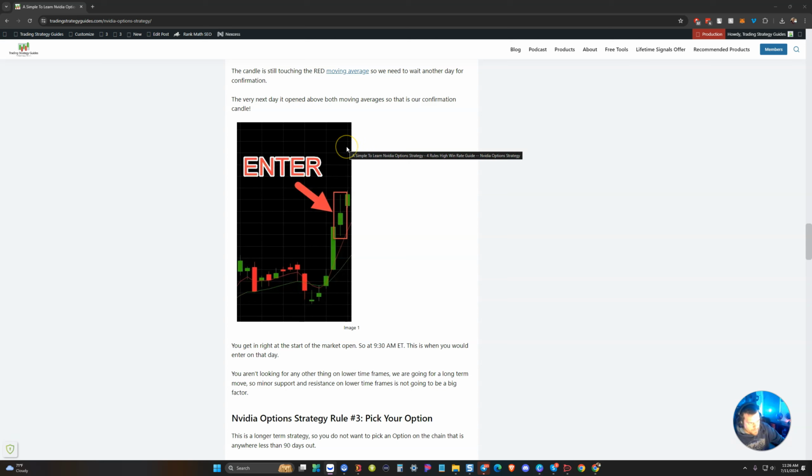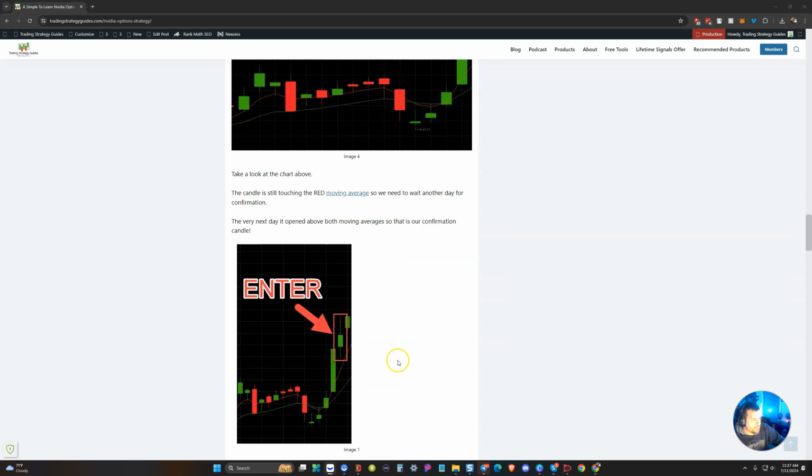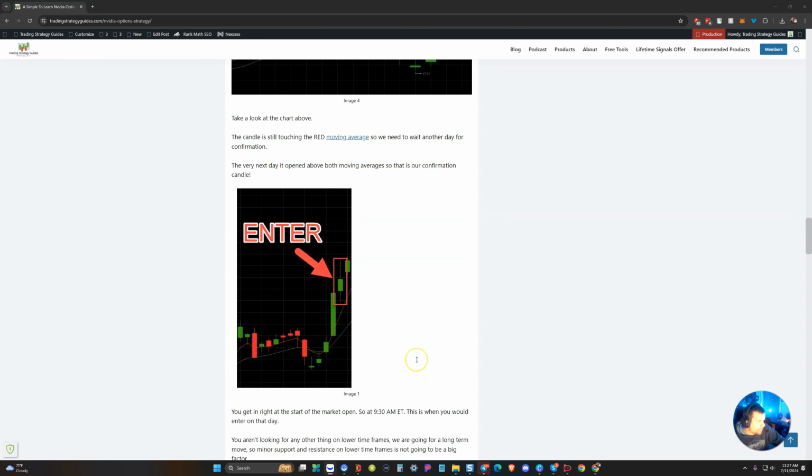You could do a put with the options, but I didn't show that in an example, but it would be the same exact thing. 90 to 120 days out, and just do a put. So that's how that would work on the downside.